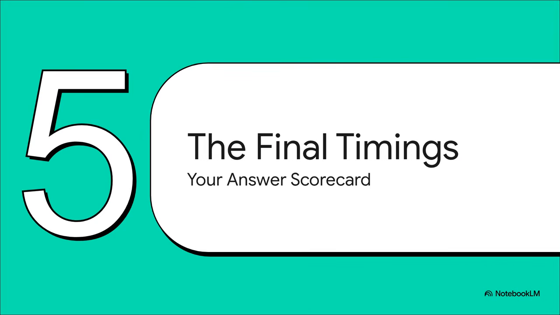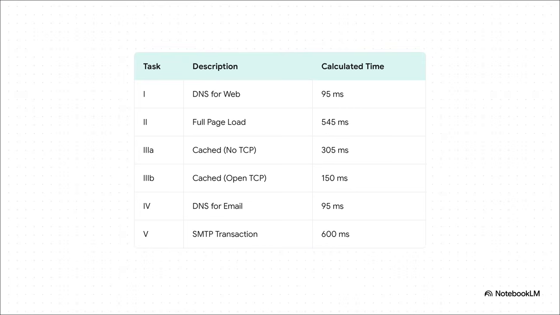And mission accomplished. We have cracked the code. So let's wrap this all up with a final summary. This is your complete scorecard for the entire networking challenge. So here's the final breakdown. You can see the DNS lookups were a consistent 95 milliseconds. A full uncached page load took a hefty 545 milliseconds, but caching dropped that number like a rock, all the way down to 150 in the best-case scenario.